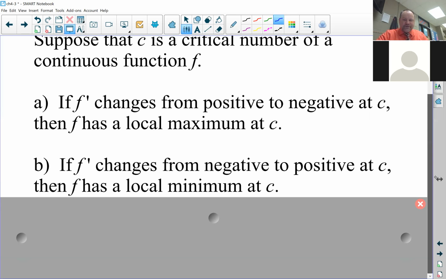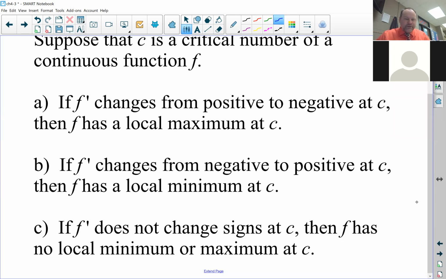There is a third thing that can happen, and that would be if f prime does not change signs at c. So f prime goes from positive to positive or negative to negative and just has that value at c where f prime is 0, then we don't have a minimum or a maximum.